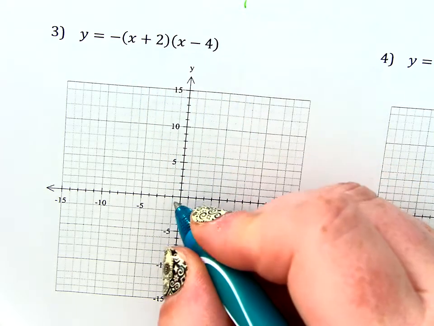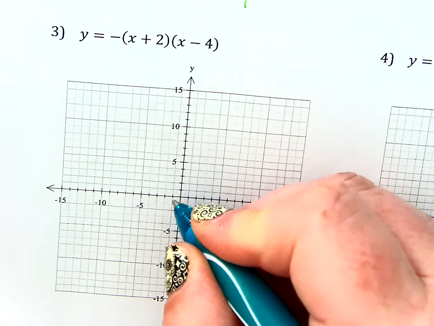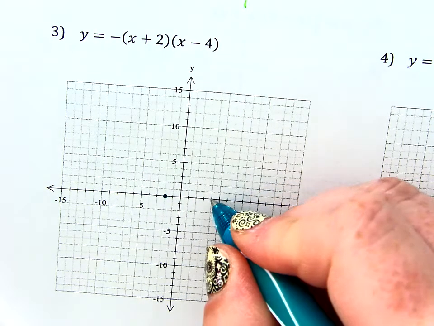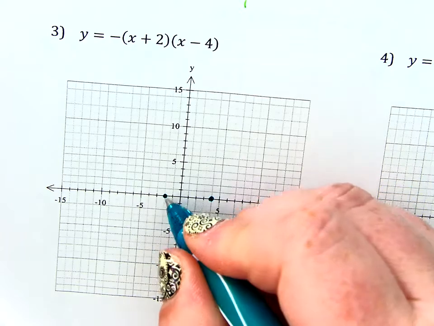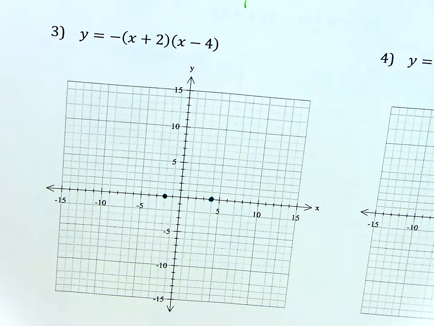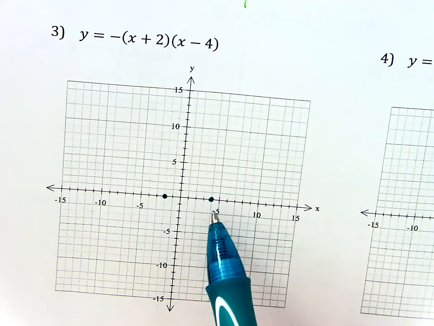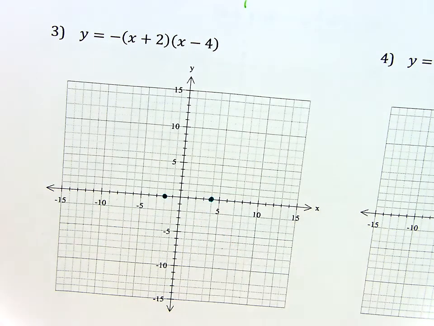So -2, we'll put a dot. 1, 2, and then +4. So what is halfway in between -2 and +4? It's 1. Well, you got to add -2 plus 4. So that gets you 2. 2 divided by 2 is 1.